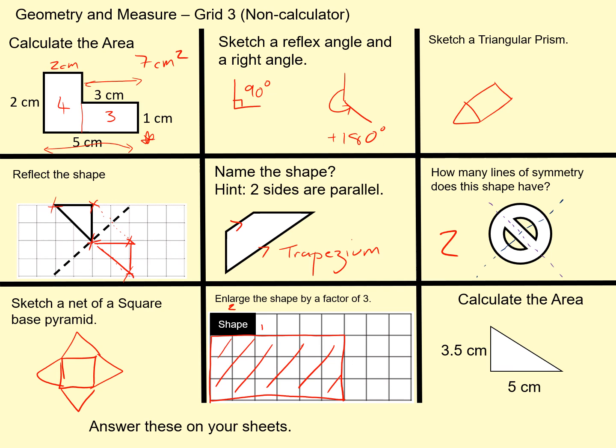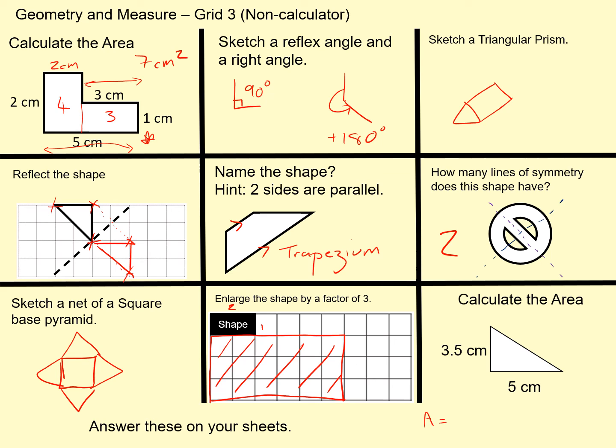And then finally, it says calculate the area, 3.5 centimeter high by 5 centimeter wide. Remember, that's a triangle. So remember, it's base times height and then half it. So I think 3.5 times 5 would be 17.5. Half of 17.5 would be 8.5.